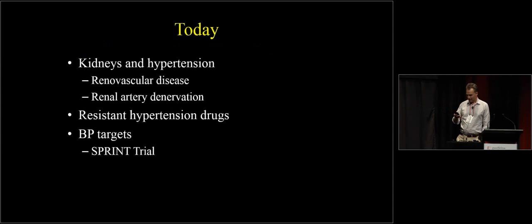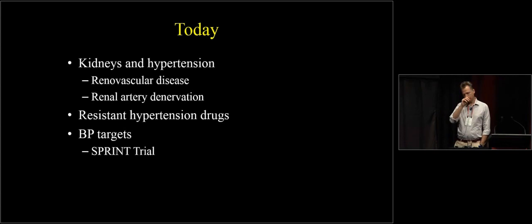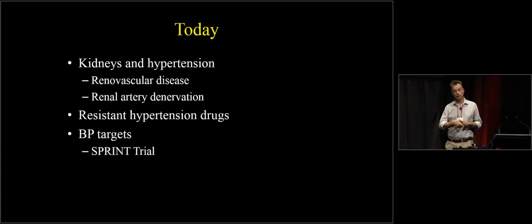So what I'm going to talk about today is resistant hypertension, really, and talk a bit about the role, if any, of renovascular disease and treating that, some of the recent evidence for the use or otherwise of renal denervation therapy, and also talk about drugs, or a drug in particular, that may be useful in resistant hypertension. So that's quite one of the onuses on resistant blood pressure.